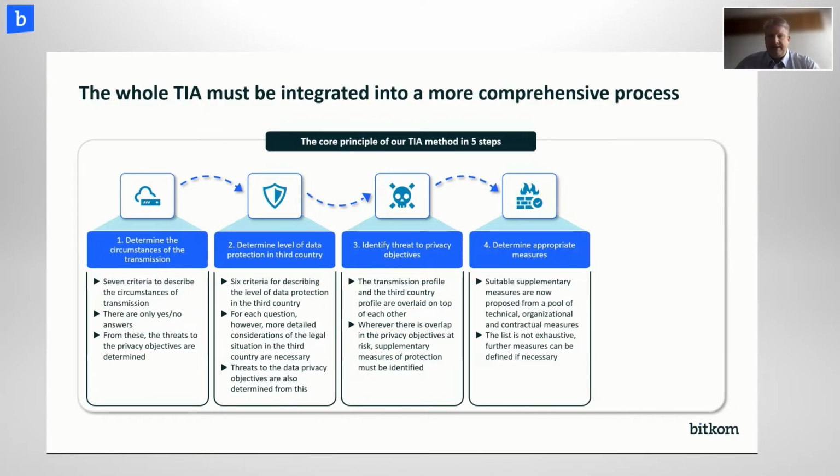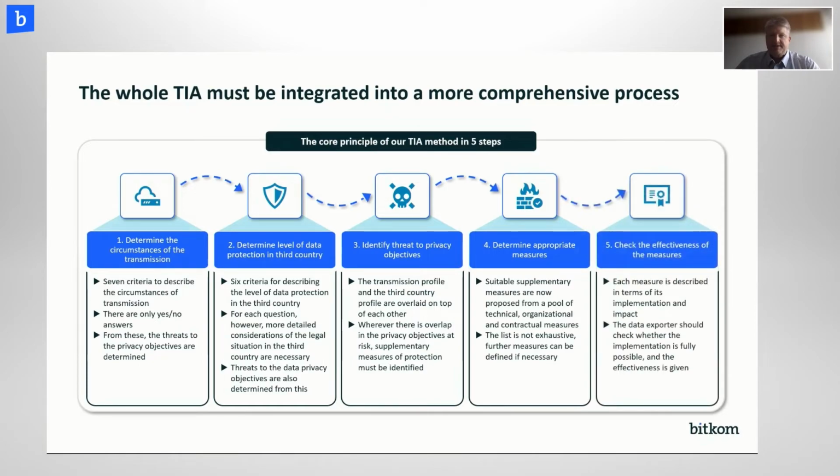Once we've completed these four steps, there is a final fifth step where each of the measures is described as it is implemented and what impact it will have on the risks. And this is where the data exporter will also be responsible for checking if the implementation is finally possible. Does the entire end-to-end view across all the five steps still make sense, or is there a breakdown in the process which leads the exporter to determine this export cannot progress?